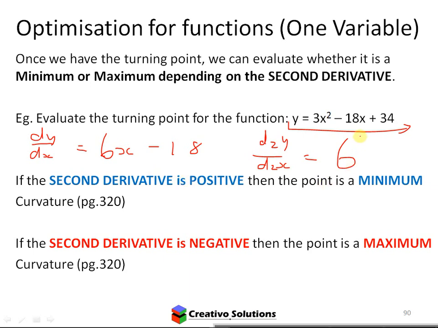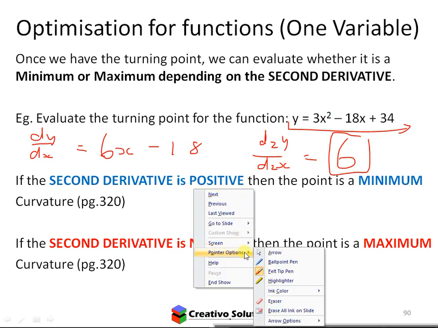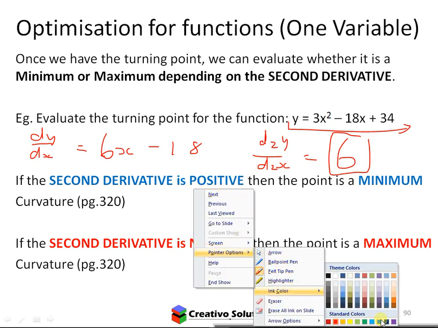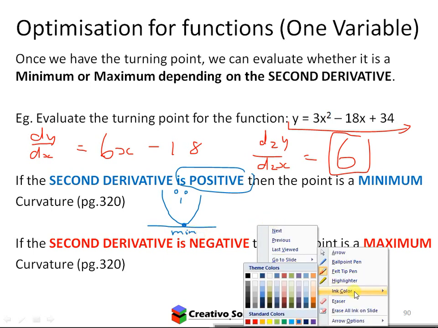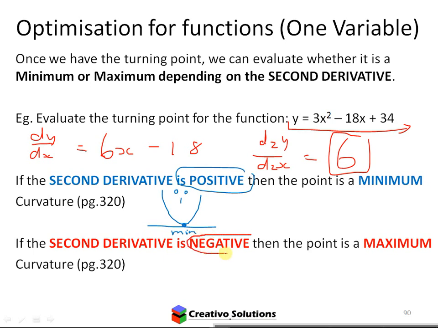So if your second derivative is 6, is that happy or sad? It's happy. Positive is happy. And if it's smiling, what will you have? You'll have this, a minimum. Alright, if it's sad, i.e. if it's negative, then you've got this scenario. It's sad. So what will you have there? It'll be a max. Is that alright?